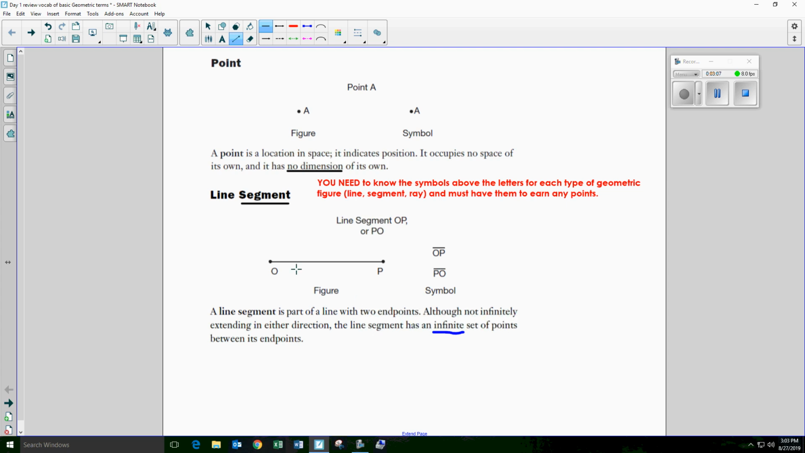Okay. Remember, these are called endpoints. There is no beginning point in math. There's just endpoints. Okay. In between any 2 points, this far, or if O was right here, between any 2 points, there's an infinite amount of points. So remember that. That could be a quiz or test question.